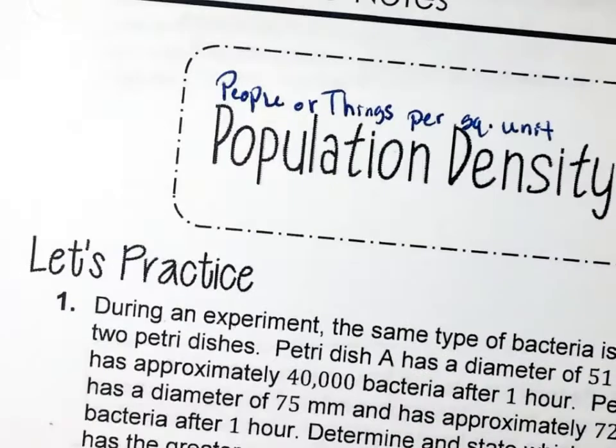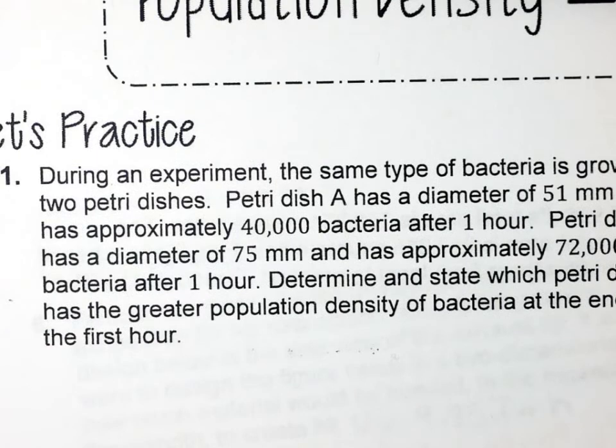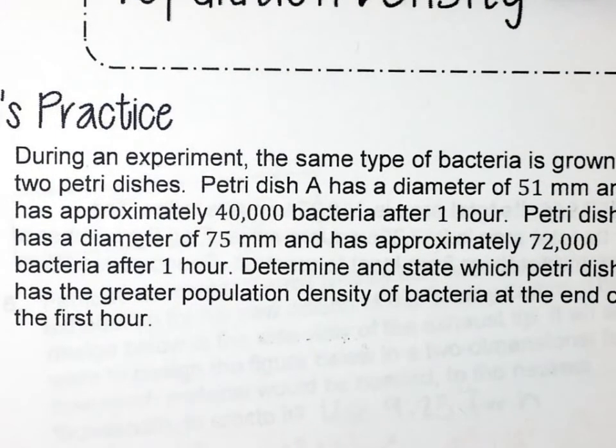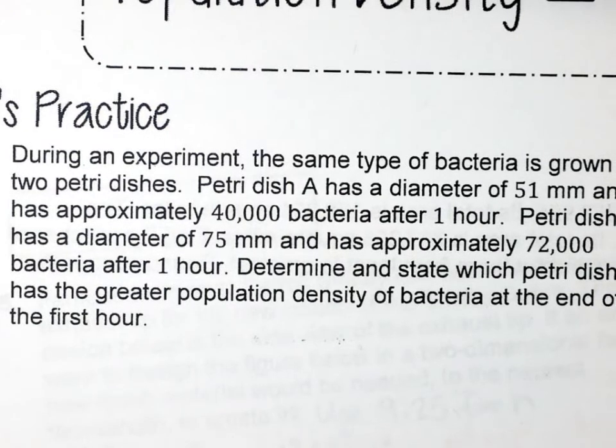Alright. During an experiment, the same type of bacteria is grown in 2 petri dishes. Y'all should know what petri dishes are. Y'all been in science. Petri dish A has a diameter of 51 millimeters and has approximately 40,000 bacteria after an hour. Petri dish B has a diameter of 75 millimeters and has approximately 72,000 bacteria after 1 hour. Determine and state which petri dish has a greater population density of bacteria at the end of the first hour. So we want to know which one has a greater population density at the end of the first hour.